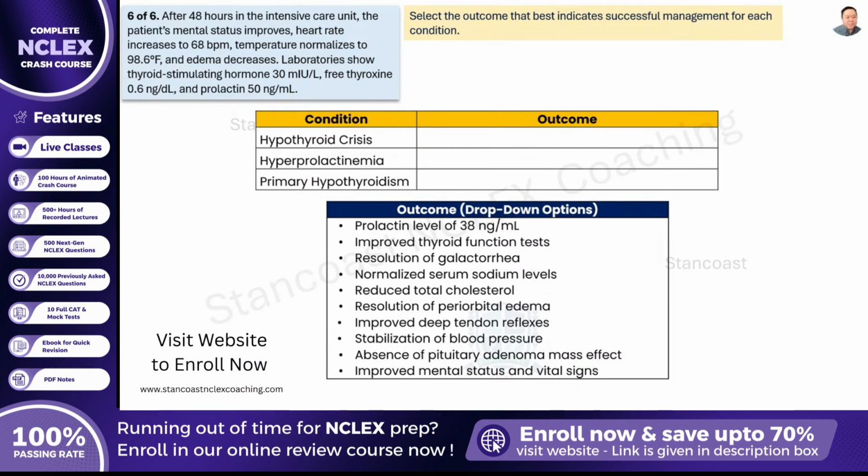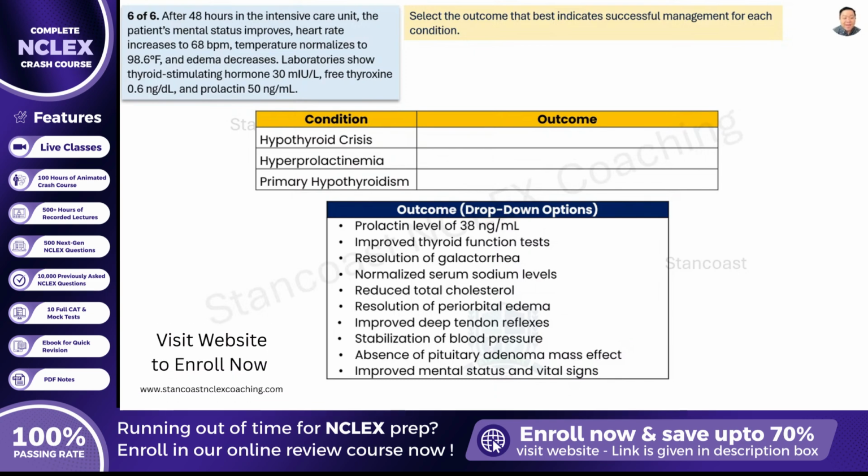So here are the options: prolactin level of 38 nanograms per ml, improved thyroid function tests, resolution of galactorrhea, normalized serum sodium levels, reduced total cholesterol, resolution of periorbital edema, improved deep tendon reflexes, stabilization of blood pressure, absence of pituitary adenoma mass effect, and improved mental status and vital signs. All right, I hope that you have decided your answers for the three conditions.